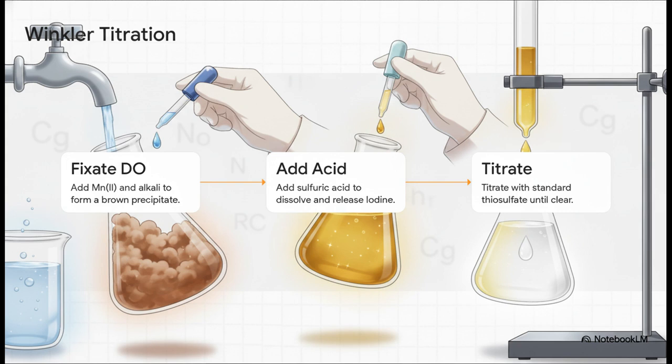Finally, you slowly titrate that yellow solution with standard sodium thiosulfate, literally drop by drop, until it turns completely clear. The amount of thiosulfate it takes to make the liquid clear tells you exactly how much oxygen was originally in the water.